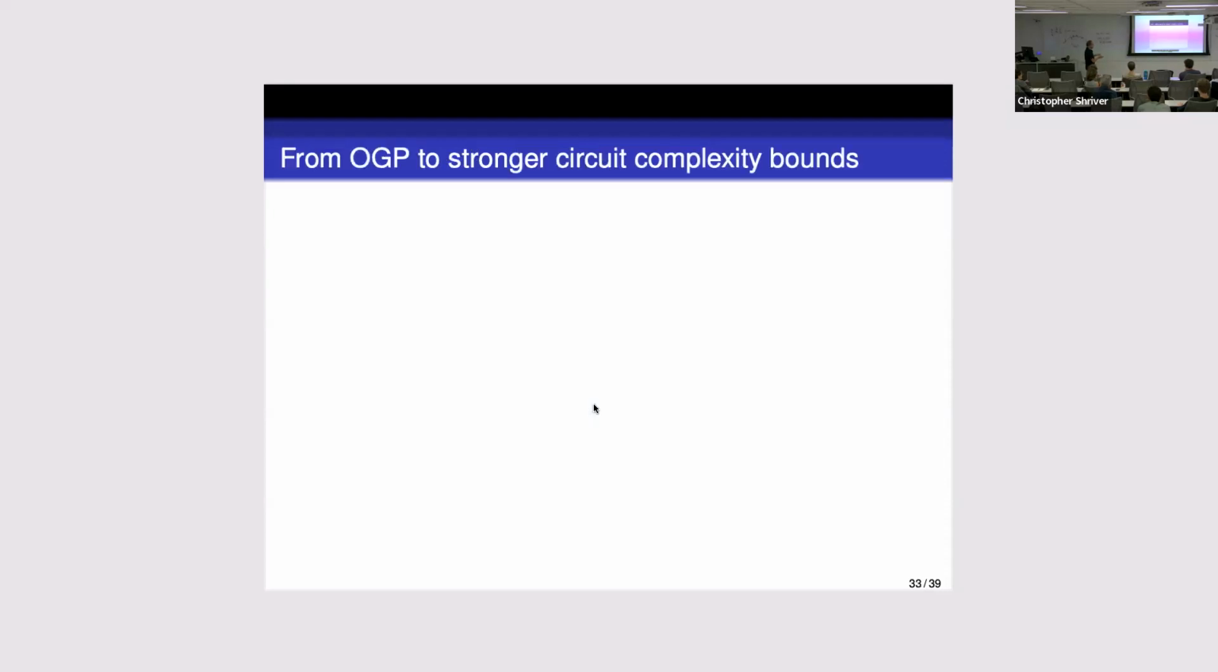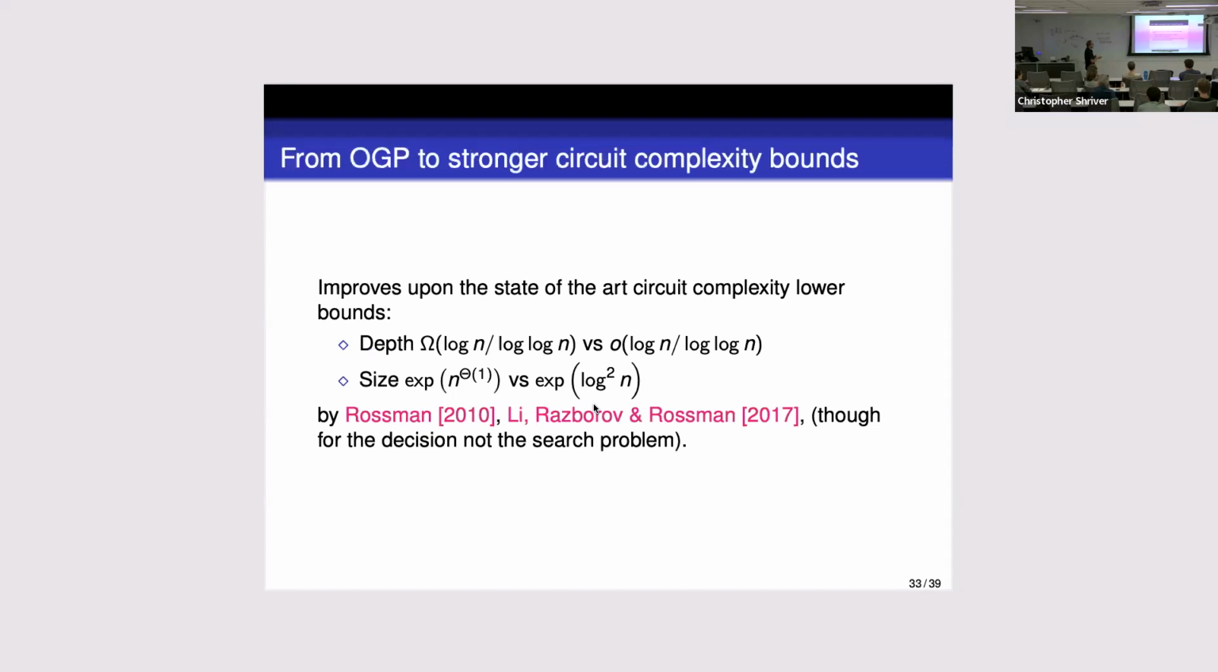Just to briefly remind you, in comparison, this does improve the state of the art that was achieved by Rossmann and collaborators. There's some extension of this by Razborov and Lee. The depth goes from something smaller than log n over log log n to the genuine log n over log log n. That's the improvement. Most dramatic is the improvement in the size. Their size lower bound is exponential in the log squared. Our size lower bound is exponential.